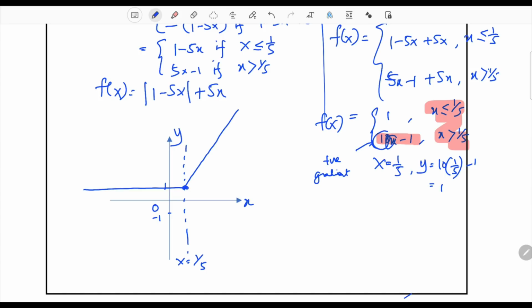Okay, that's the graph. So what is the domain? The domain of f will be the real numbers. The range of f will be from here and above, so that will be 1 to infinity. It includes 1, so that will be half open.